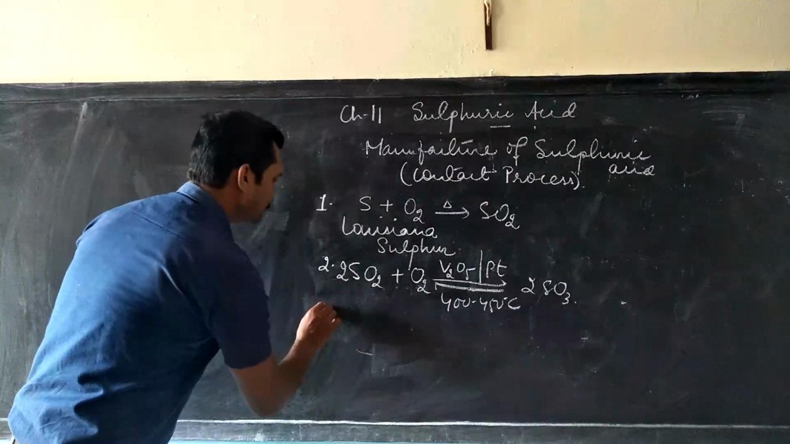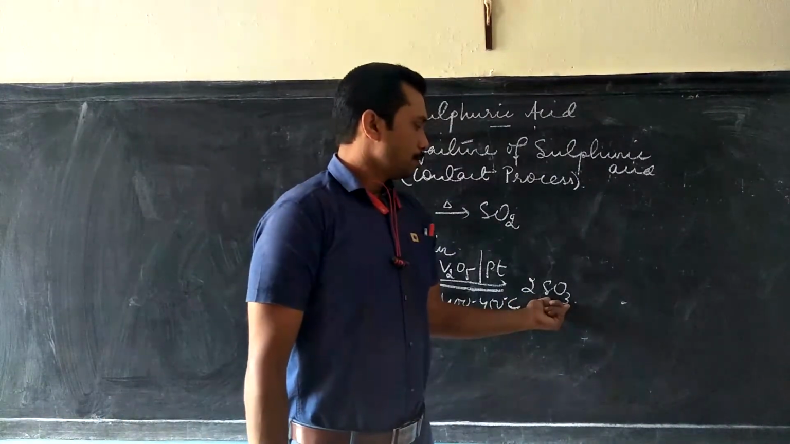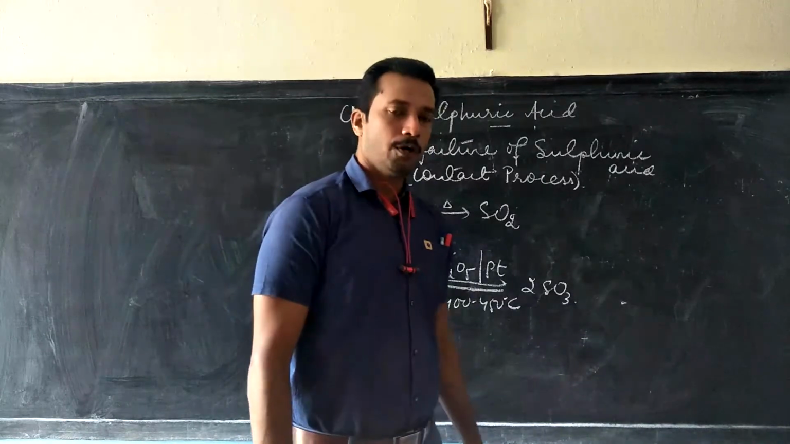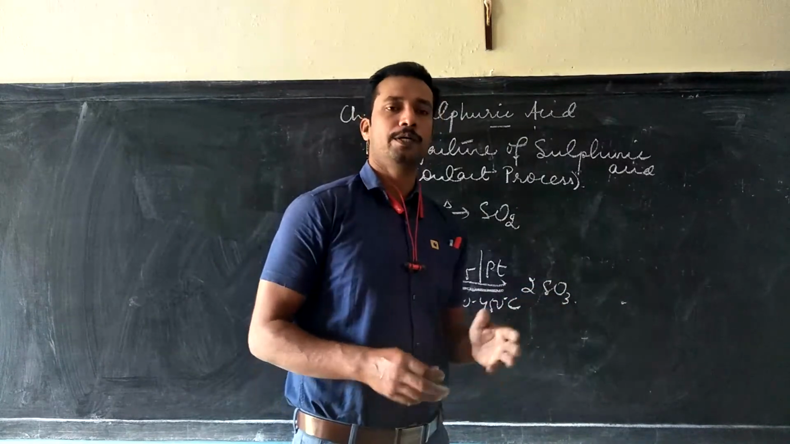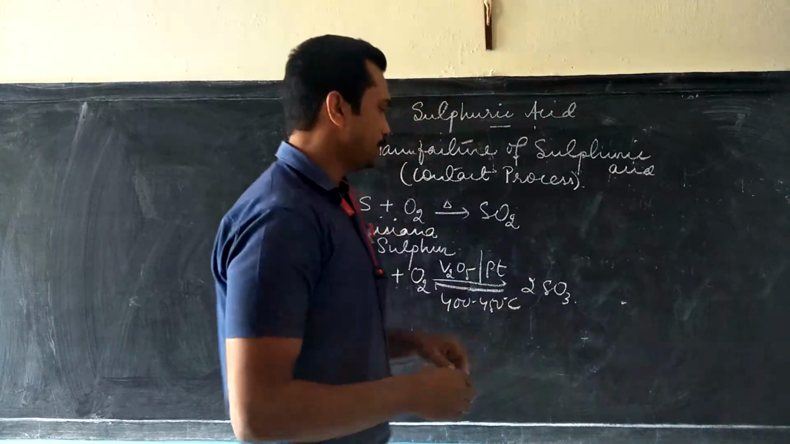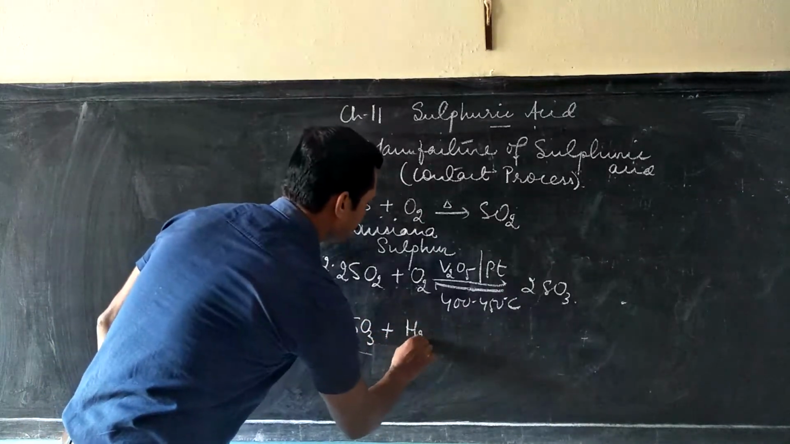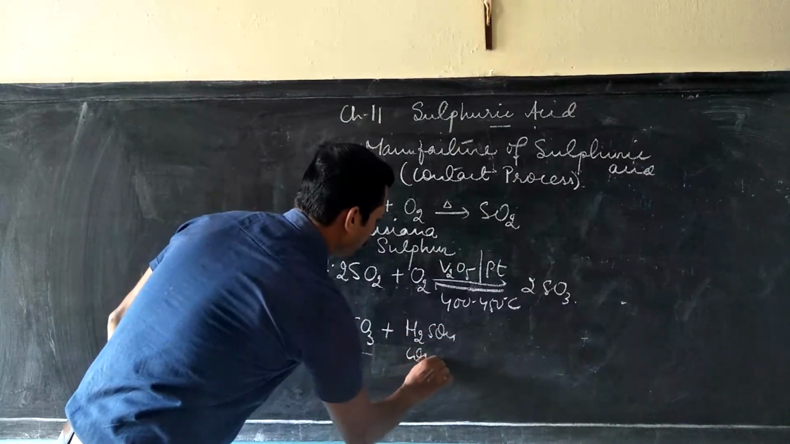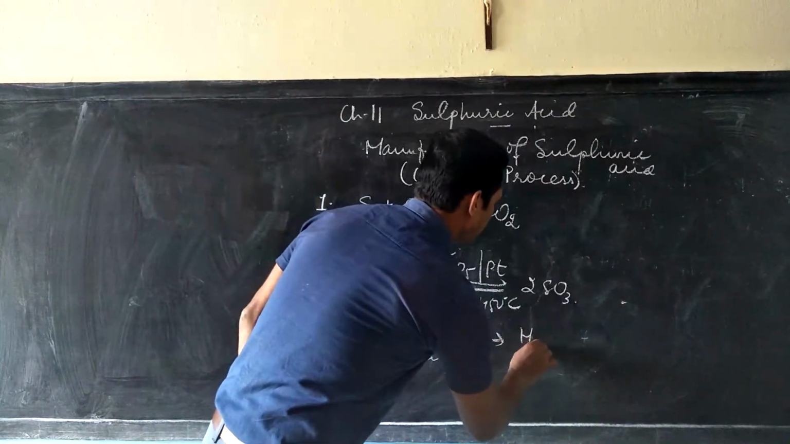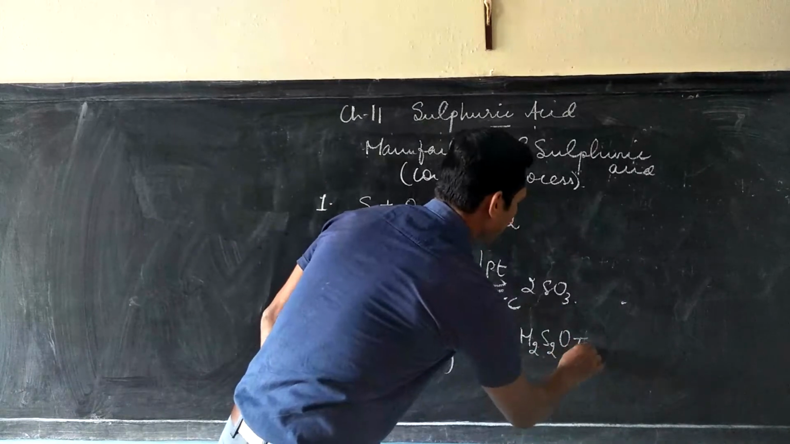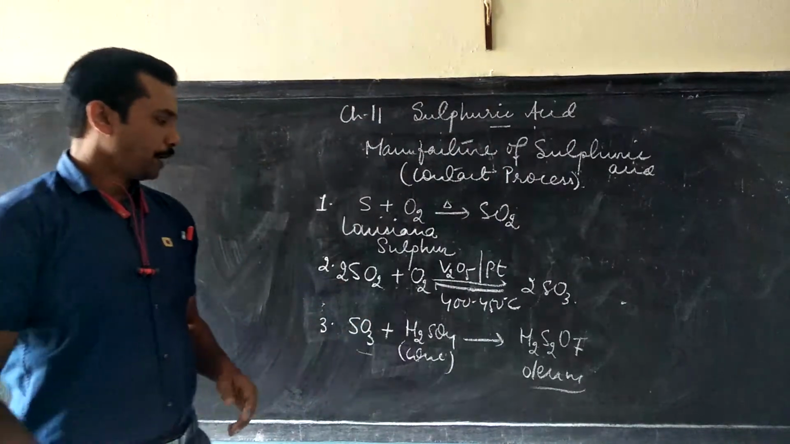Third step is to convert this sulfur trioxide into a compound called oleum or pyrosulfuric acid. For this sulfur trioxide has to be dissolved into concentrated sulfuric acid. This is the equation: SO3 plus H2SO4, which should be concentrated, and it gives you the product H2S2O7. The name of this product is oleum, which is also called pyrosulfuric acid.